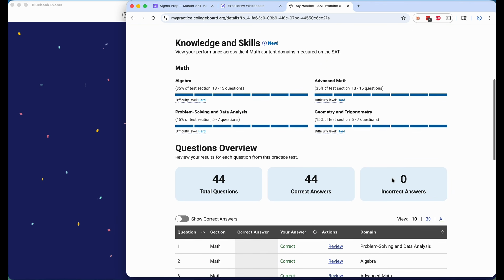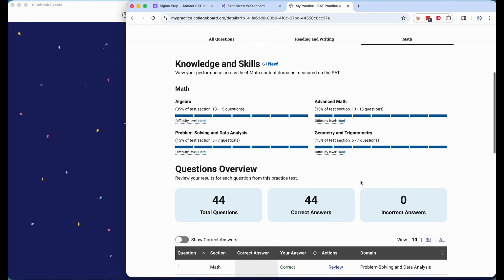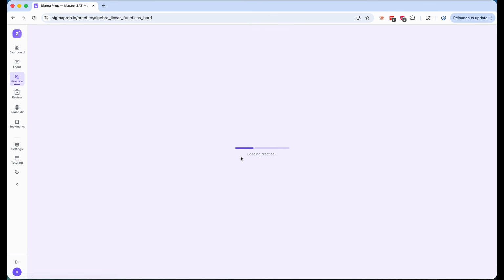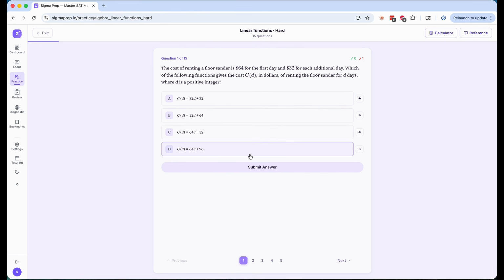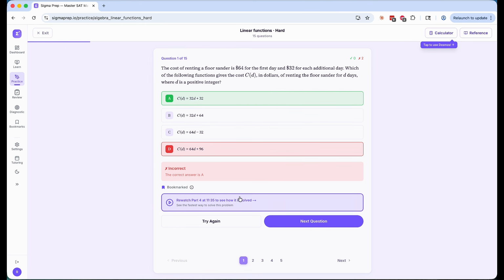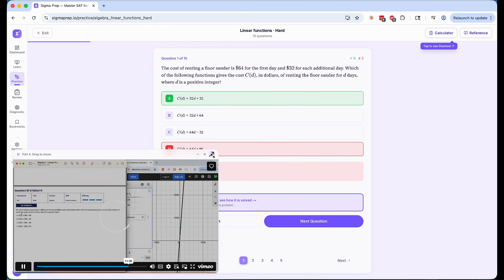Here's the thing. Every single problem on this test follows a pattern. Once you've seen that pattern enough times, you stop solving and you start recognizing. That's the difference between a 600 and an 800.